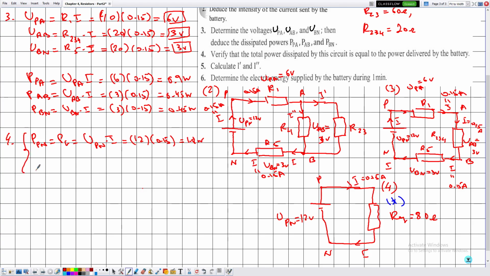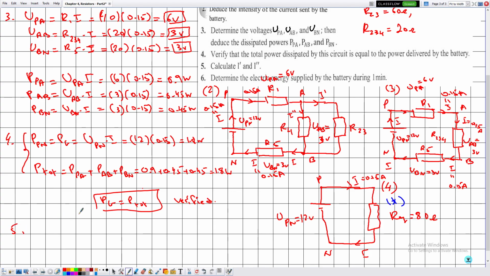At the same time, P total is equal to PPA plus PAB plus PBN, which is equal to 0.9 plus 0.45 plus 0.45, and it's equal to 1.8 watts. In this case, PPN, or PG, is equal to P total, and this is verified. We are done with part 4.